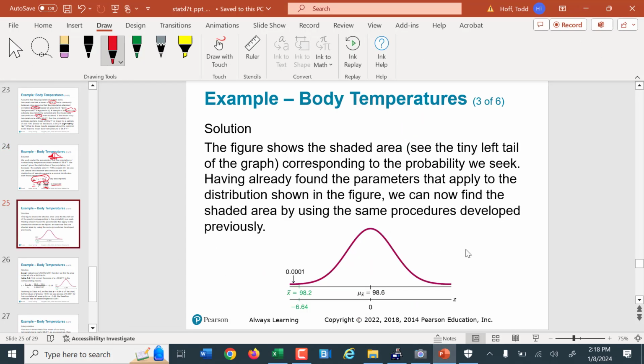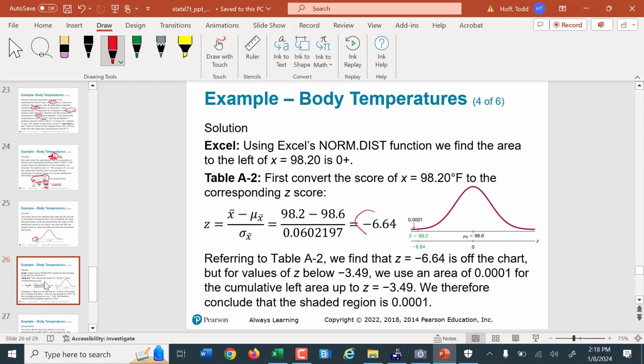So we find that the probability of being less than 98.2, if we use the table in the book, we would get a z-score here of negative 6.64. Again, the table only goes to negative 3.49, and that probability is 0.0001. So this probability has got to be smaller than that. So all we can say is the probability is less than 0.0001, which is very unusual. It's definitely less than the 5% benchmark we discussed earlier.